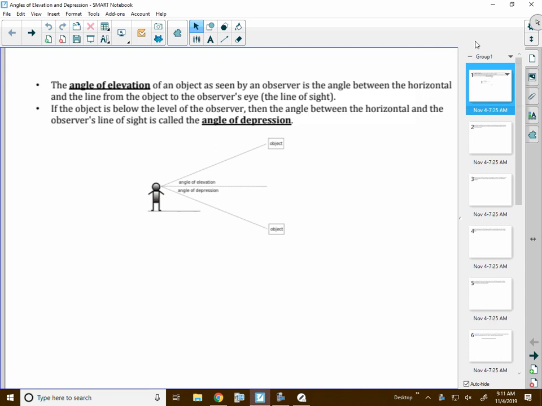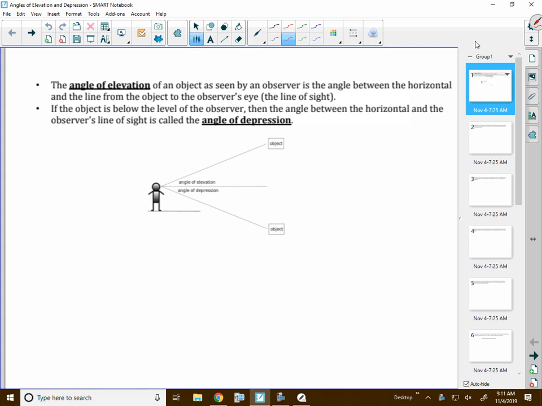Okay. Angles of elevation. You will need your calculator for that. We're going to use SOH-CAH-TOA to help us today. If you were gone last week, this will be a nice little refresher. You've already learned it before, but it might have been a couple of years.